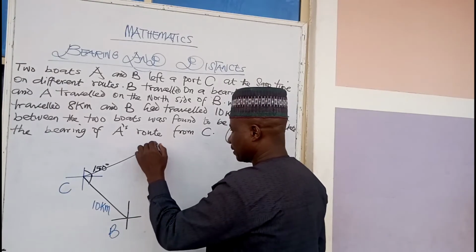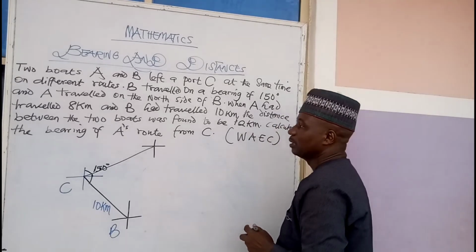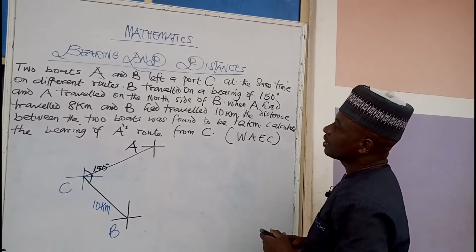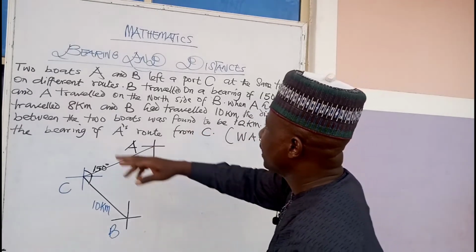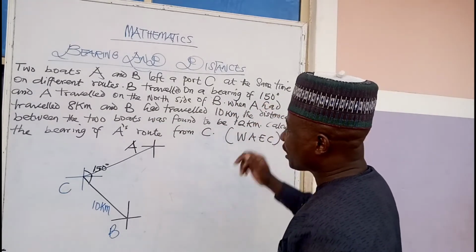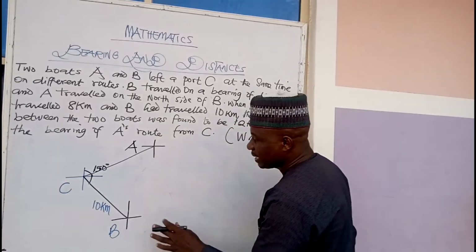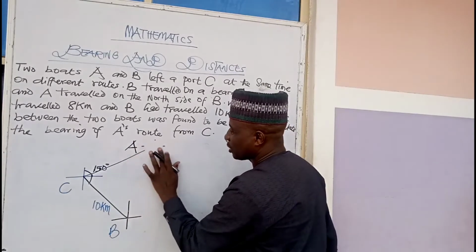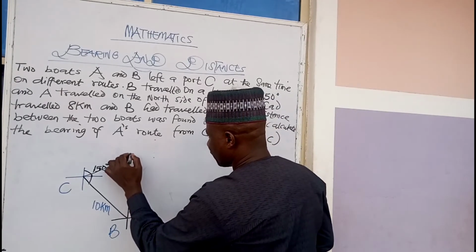Let's say we're having this. You draw your cardinal now. So north side of B, that is our A now. Then, what is the distance between the ships? What is the distance of A? They say A traveled on the north side of B. When A had traveled 8 kilometers, and B had traveled 10. Since they say 8 kilometers, it shouldn't be as long as this. So we just shorten it. 8 kilometers. Let's say we just have a short one like this.